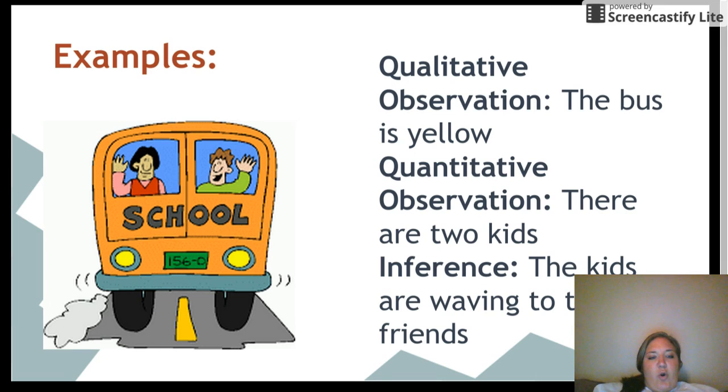If we want to make a quantitative observation, we could say there are two kids on the bus, or there are two children. An inference then that we could make from this picture based on an observation is that the kids are waving to their friends. And that is a possible solution or possible answer as to what is going on in our observation.